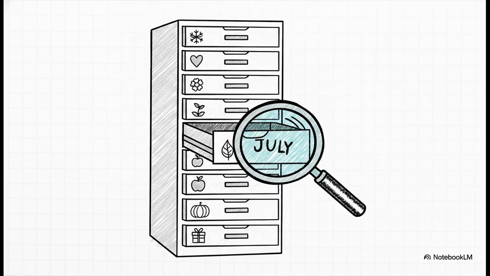Okay, so the first tool in our toolbox is called partitioning. Just picture a giant filing cabinet that holds all of your company's orders. If you partition by date, it's like putting all of January's orders in one drawer, February's in the next, and so on. So when you need to find something from January, you just open that one drawer. You get to completely ignore the rest of the cabinet. It's a really simple but powerful way to cut down the search.